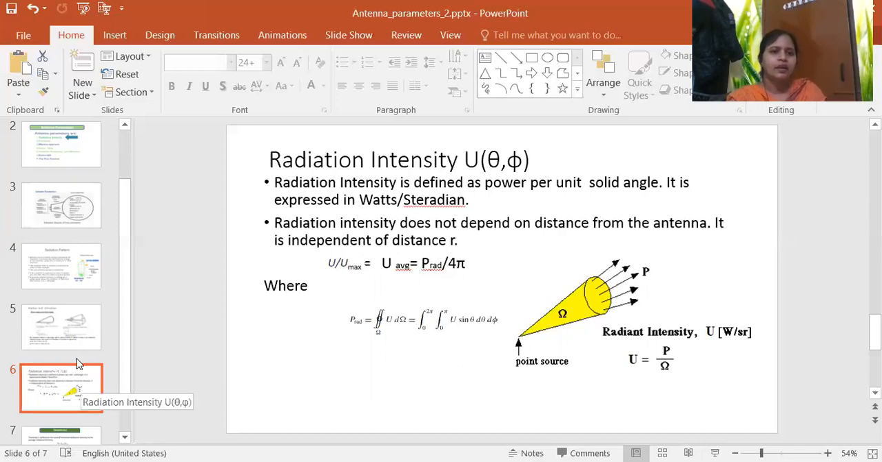See this figure, we have to calculate the power radiated from this solid structure. So P radiated, if you find a solid angle, that gives you radiation intensity. Radiation intensity is nothing but power radiated per unit solid angle.